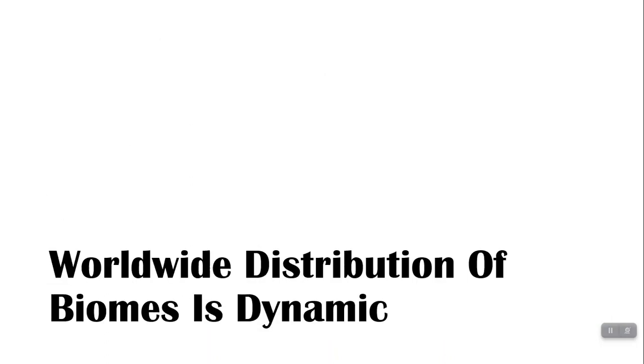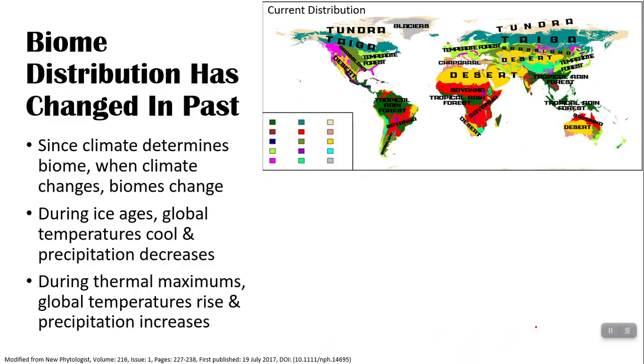All right, what I mean by worldwide distribution of biomes being dynamic, dynamic means it can change. So biomes can change over time. Keep in mind that biomes are determined by climate. The climate of an area is what's going to determine what plants and animals live there and the biome. So climate can change over time. Climate has changed over time. So what you see on this graph right here is the current distribution of biomes. It should look familiar. We've been looking at something similar to this.